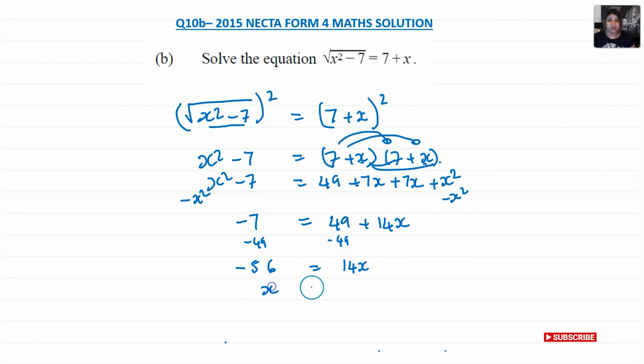So x is going to be equal to negative 56 over 14. If you simplify that, you will get x equals negative 4. So this is the answer for 10b.